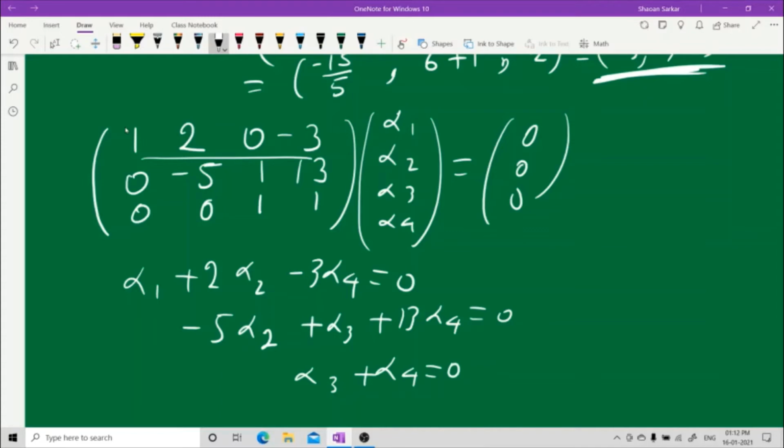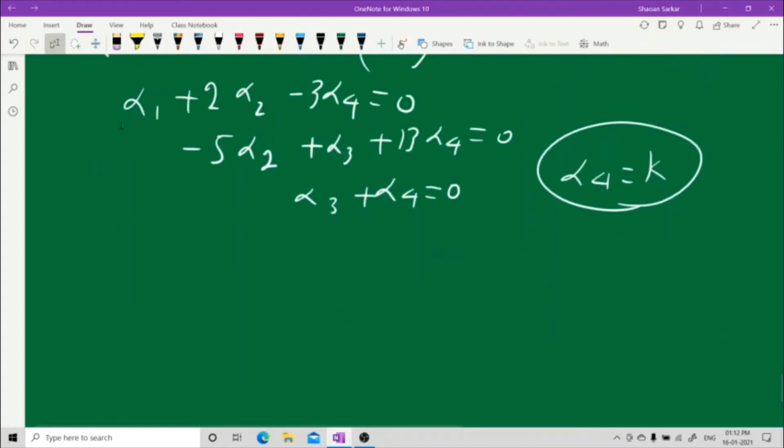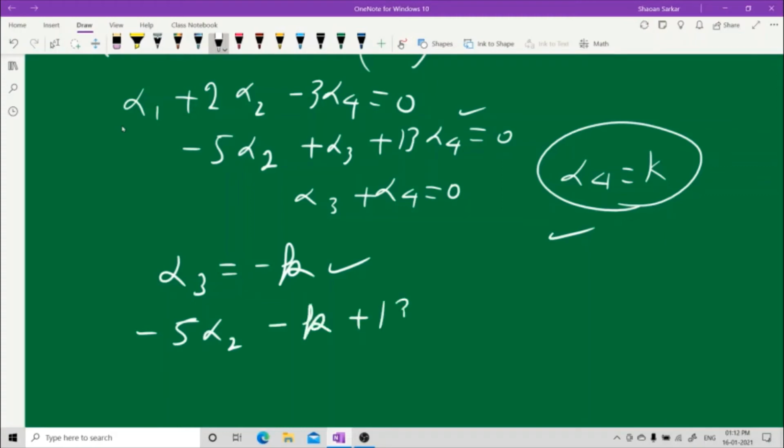Take alpha 4 as k, then you have alpha 3 is minus k. Put the value of this and this in this equation. Minus 5 alpha 2 is minus k plus 13k. You get this as 0. So alpha 2 comes out to be something like 12k by 5.